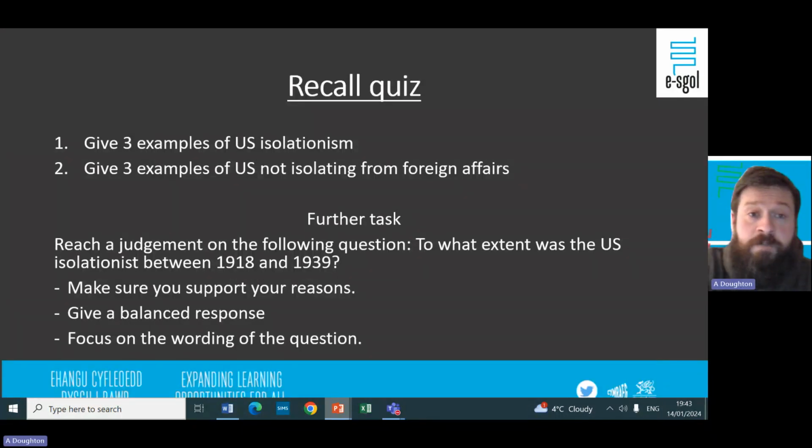So give 3 examples of US isolationism. You could have mentioned the immigration laws of the 1920s, not joining the League of Nations, or the Neutrality Act. 3 examples of US not isolating from foreign affairs: you can mention the Washington Naval Conference, Dawes and Young plans, Roosevelt's quarantine speech. So these are all examples of them not isolating from foreign affairs, and their involvement in Latin America.